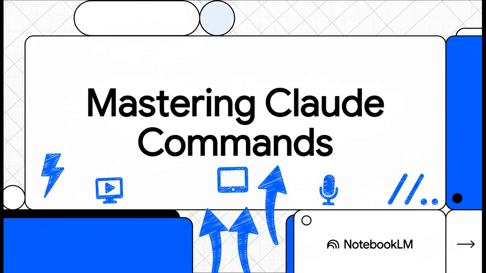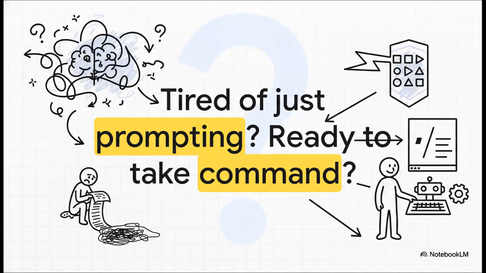So if you're using an AI coding assistant like Claude, you're probably used to just chatting with it. But what if you could stop suggesting and start commanding? That's what we're digging into today. How to use slash commands to take direct control of your AI and unlock a totally new level of speed and precision.